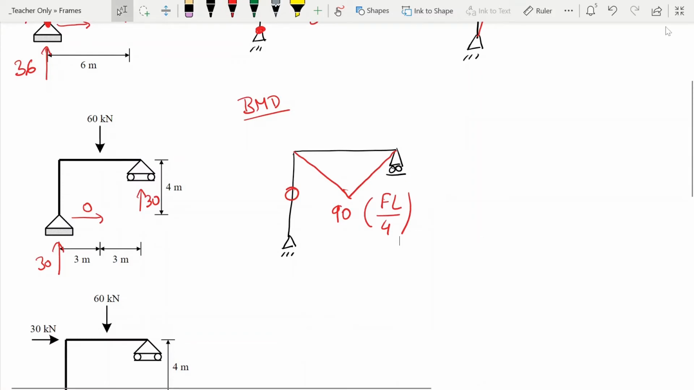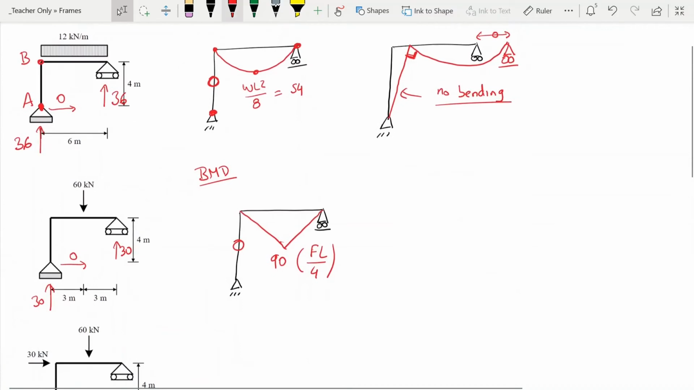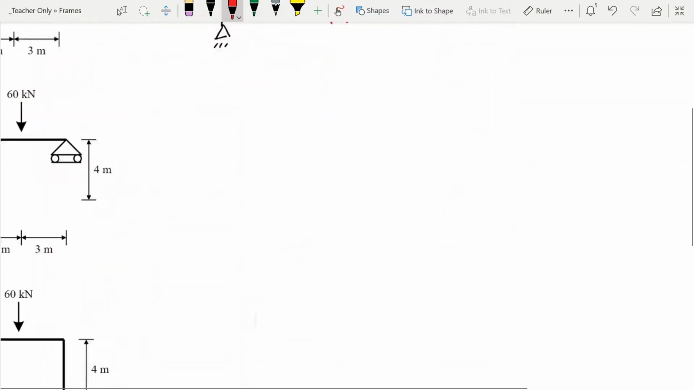Now, in terms of the deflection, I'm not going to draw it again, but the deflection in this case would be exactly the same as this one. Obviously not exactly the same, but the sketch will be the same. Okay, let's move on to the next one.